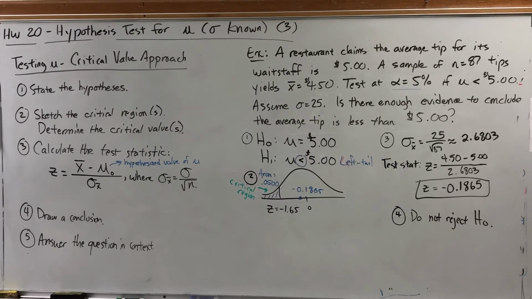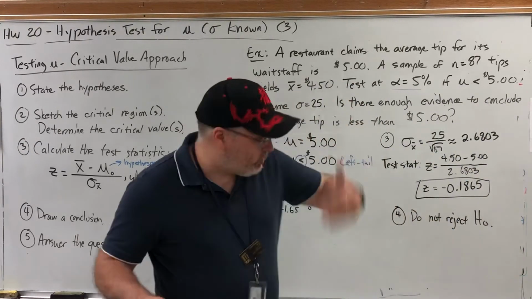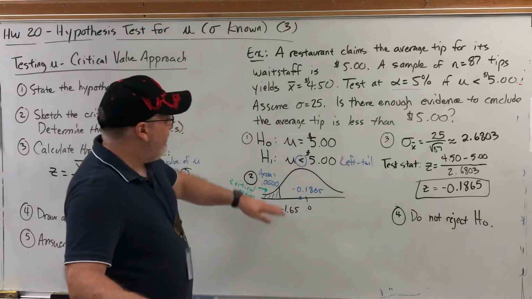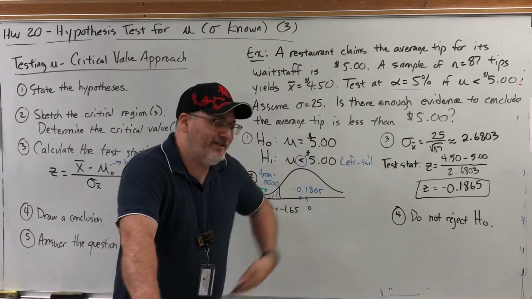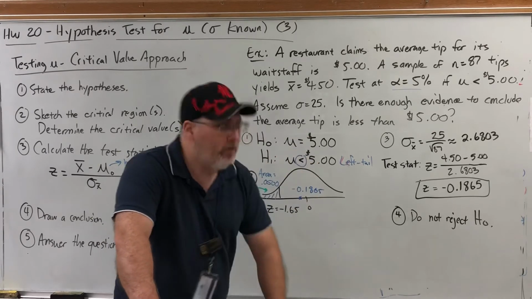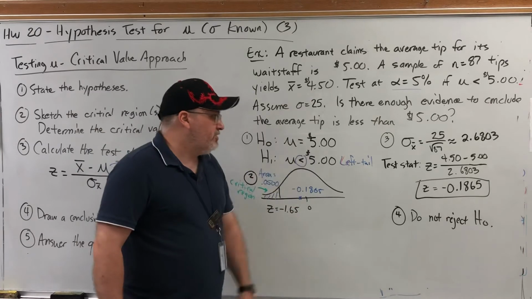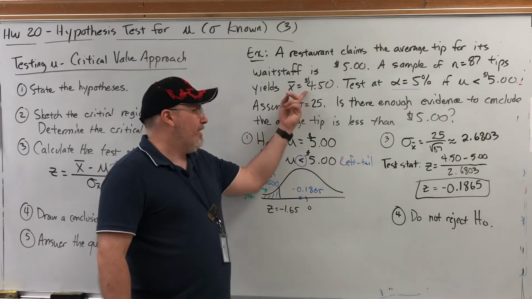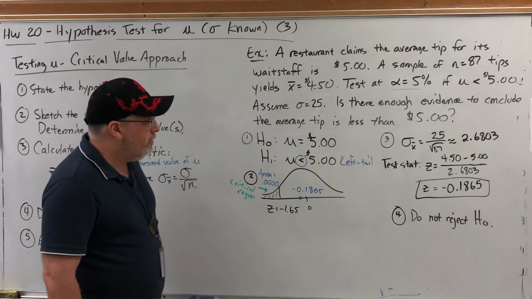But our sample gave us $4.50 and that's less than $5. I'm not disagreeing with that. What I'm saying is the discrepancy is not blamed on the fact that the null hypothesis is wrong. It's blamed on the fact that this particular sample gave us $4.50. Had this given us a much lesser value, like $1.50, then maybe it would have fallen over here.